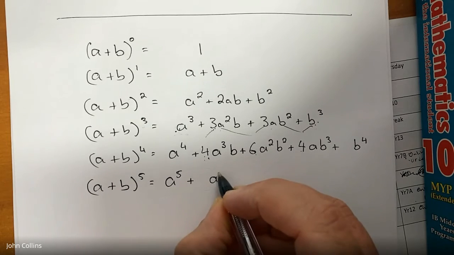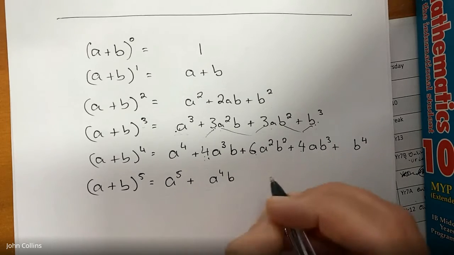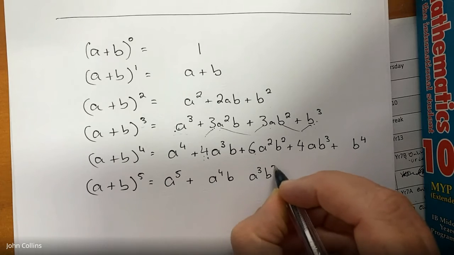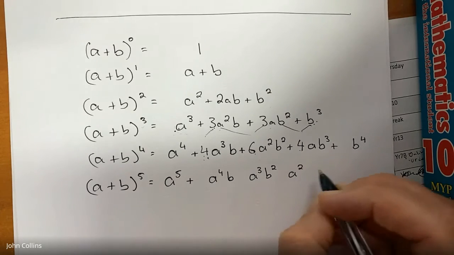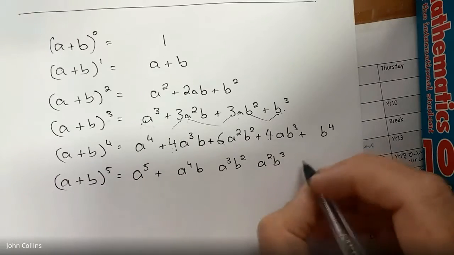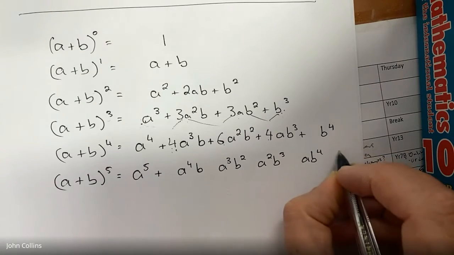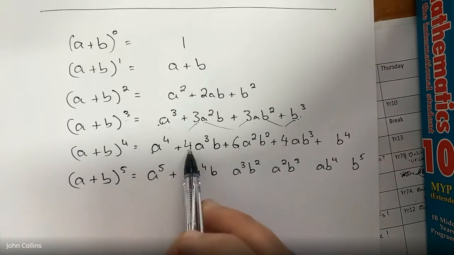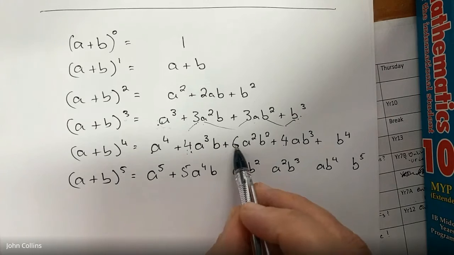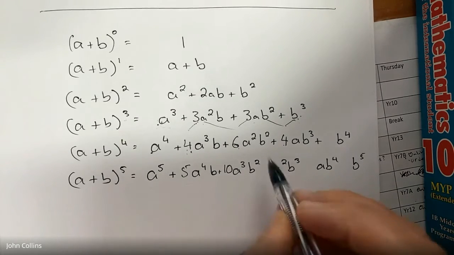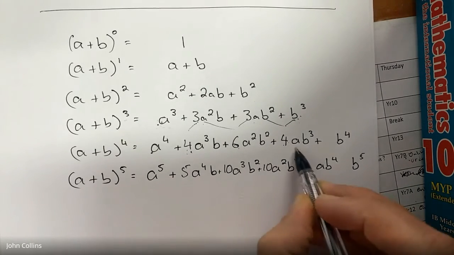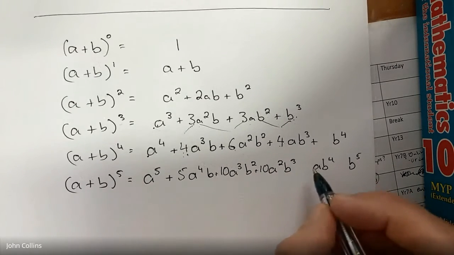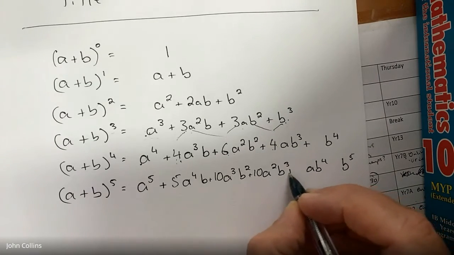Maybe I'll just do the powers first again. a to the 4 times b, a cubed b squared, a squared b cubed, a b to the 4, and the last one's going to be b to the 5. Then I can start adding. 1 plus 4 gives 5. 4 plus 6 gives a 10. 6 plus 4 gives another 10. 4 plus 1 gives 5.